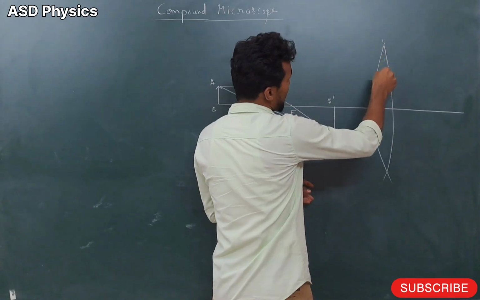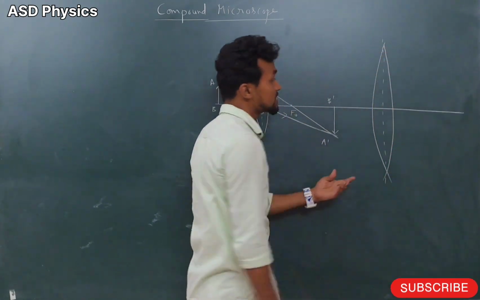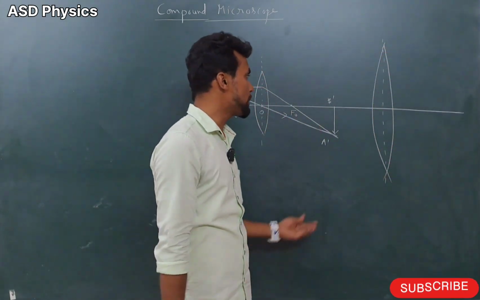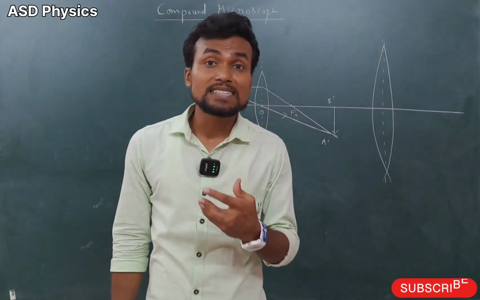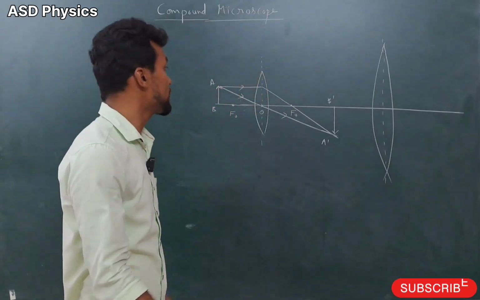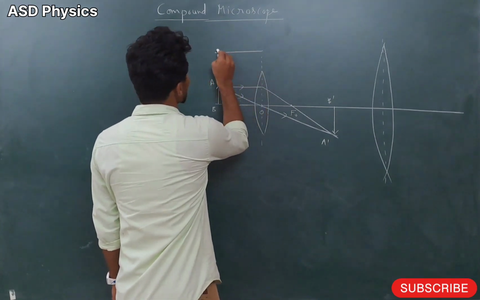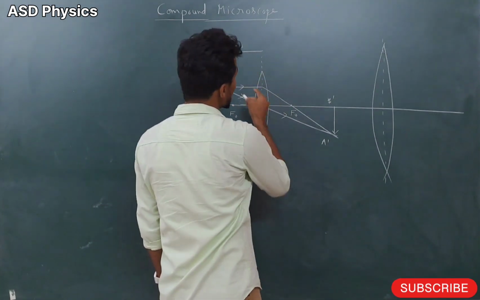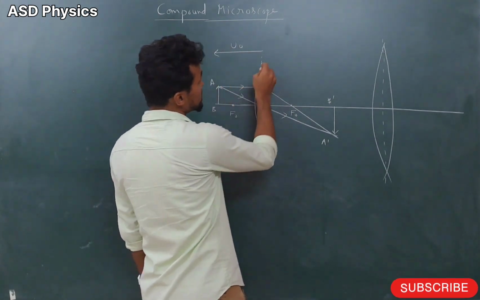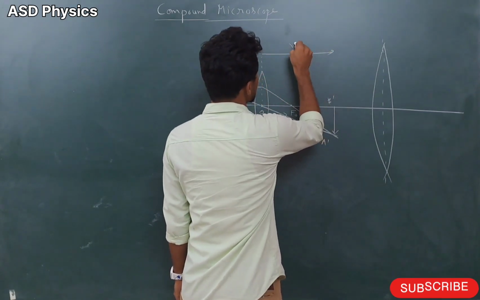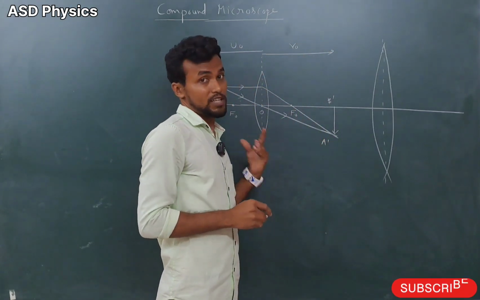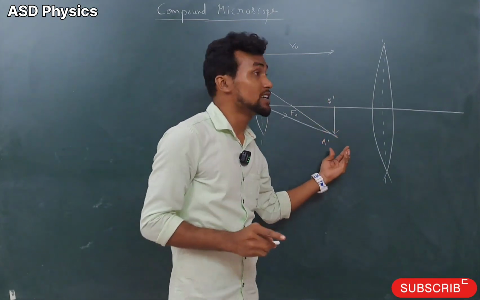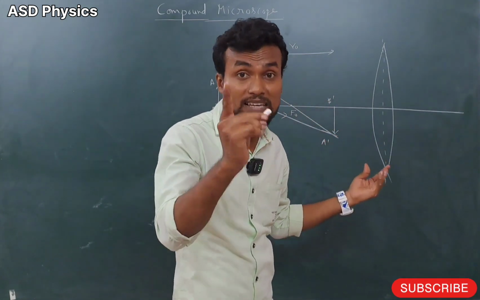This lens is called the eyepiece. My dear students, this lens is called what? Eyepiece. So what will happen there? The image formed by the objective will work as an object for the eyepiece. Let me write here the distances. This distance is U0, the distance of the object from the objective. This distance is V0, the distance of the image from the objective. What I told you, this image will work as an object for the eyepiece.